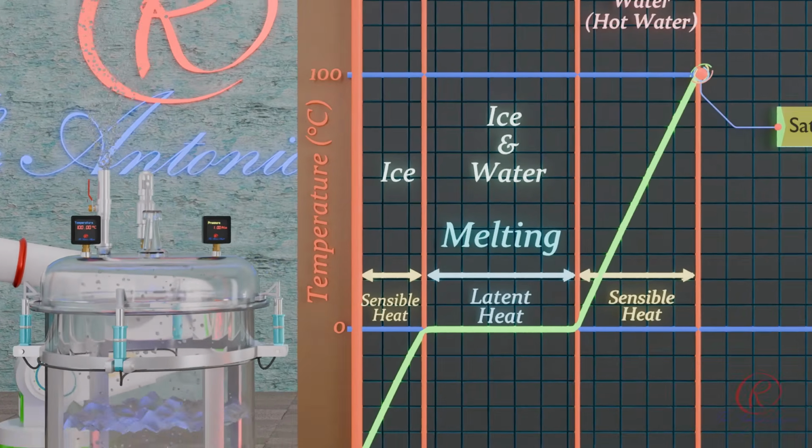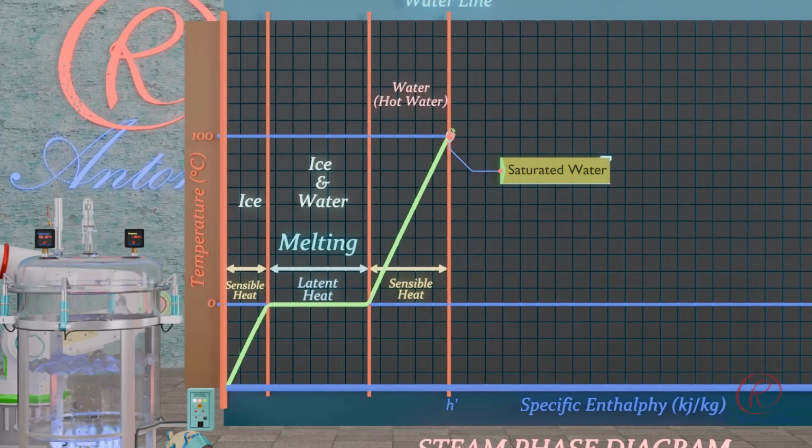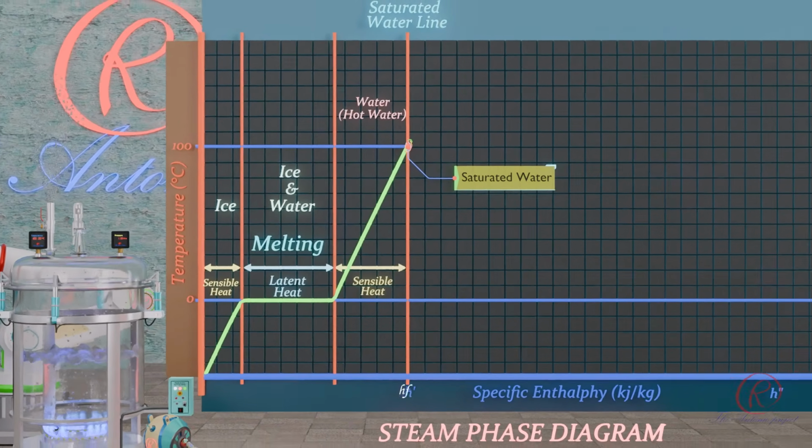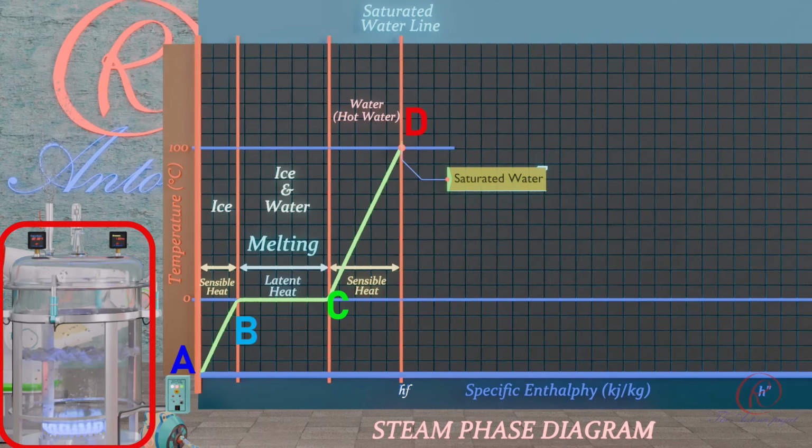Phase 3. Steam phase. At atmospheric pressure or 1 atmosphere, water boils at 100 degrees Celsius and 419 kilojoules of energy are required to heat 1 kilogram of water from 0 degrees Celsius to its boiling temperature of 100 degrees Celsius.